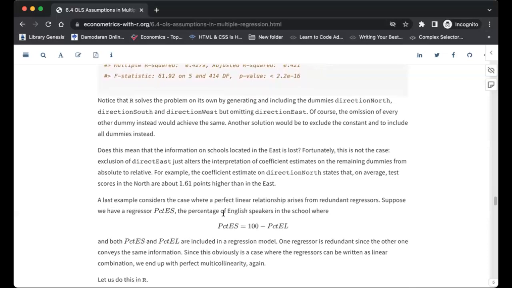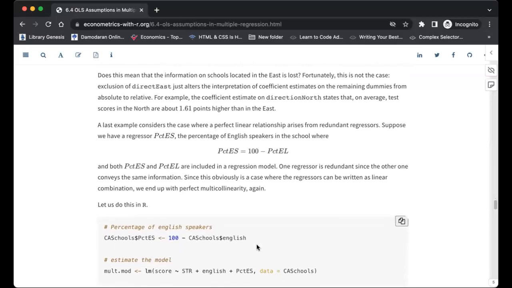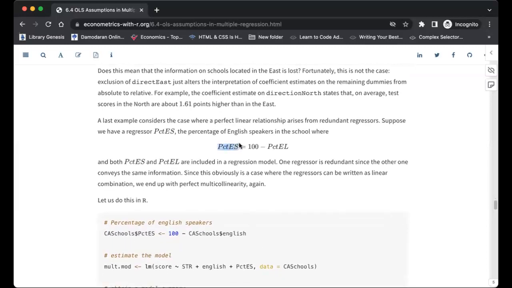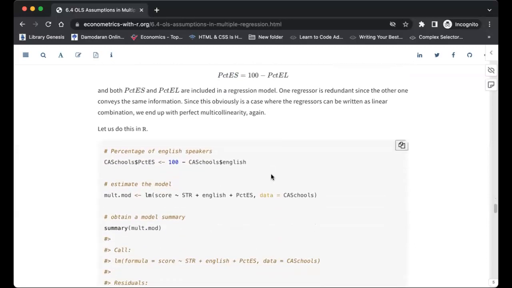The last example consists of the case where a perfect linear relationship arises from a redundant regressor. Suppose we have a regressor like the percent of English speakers, and we set the percent of English speakers as 100 minus the percent of English learners. This becomes redundant, since the two are virtually saying the same thing. So if we include this new variable in the model, it will have a multicollinearity problem.